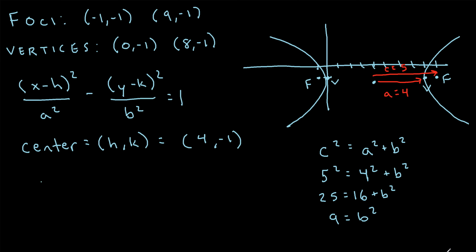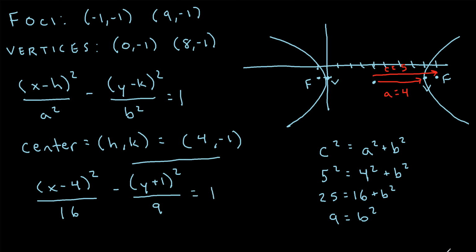So now we have our b squared that we need to write our final answer. We can write our final answer as (x minus h) squared. h, we said, was the x coordinate of the center, so that's 4, squared over a squared. We found that a was 4, so 4 squared is 16. And then we have minus (y minus k) squared. k is -1, so minus a -1, that's plus 1. So (y plus 1) squared over b squared, and we just found b squared is 9, is equal to 1. So this is our final equation of this hyperbola.